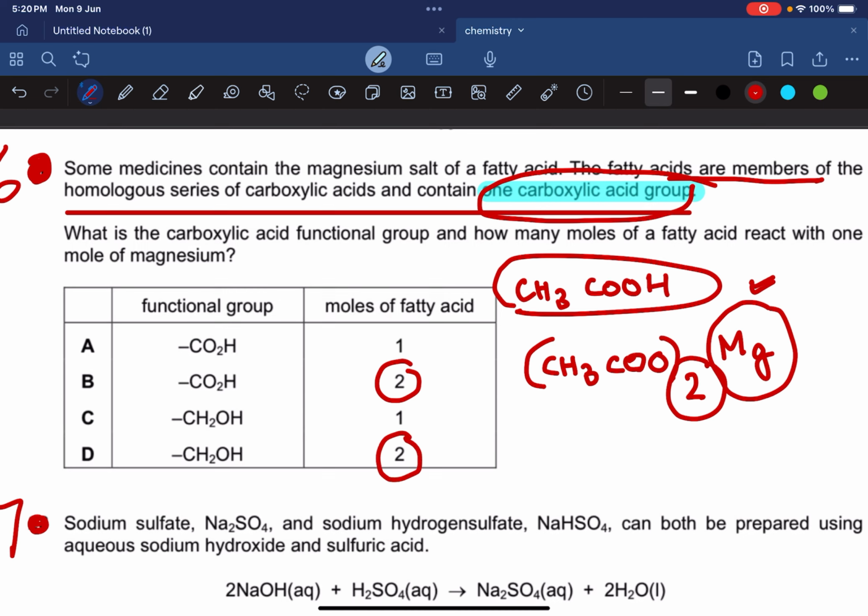And the formula is simply going to be, we're going to have the acid functional group, which is COOH, which I guess is this one, making option B the correct one.